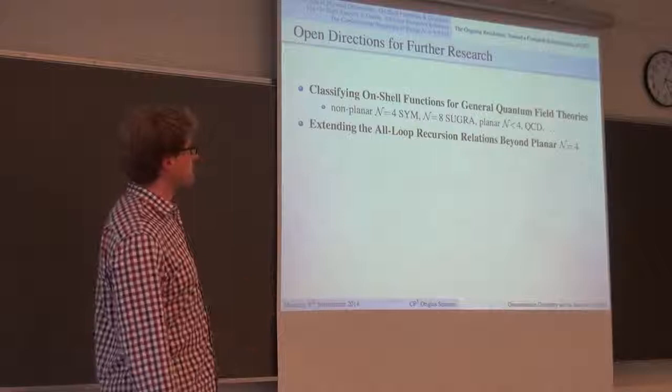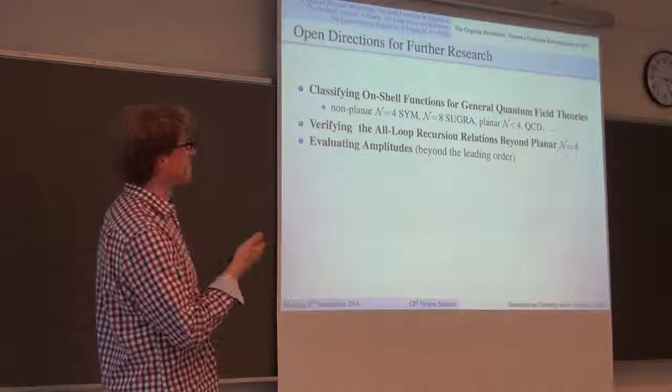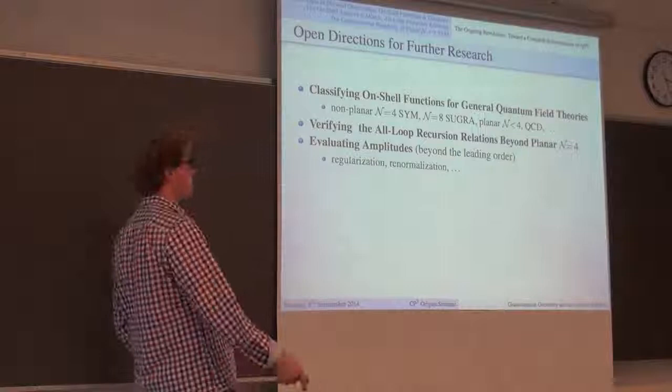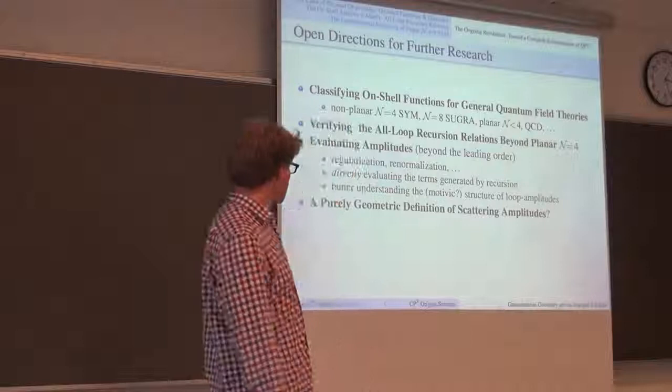There's a natural proposal for the all-loop recursion relations in any quantum field theory. It's basically the exact same picture I drew for you. There's an open question of whether they're complete and correct for a general theory. I don't know. There are a lot of problems involving doing the loop integrals in terms of these variables, which is a very active and interesting open question in research. There's way too much there to really talk about comprehensively.